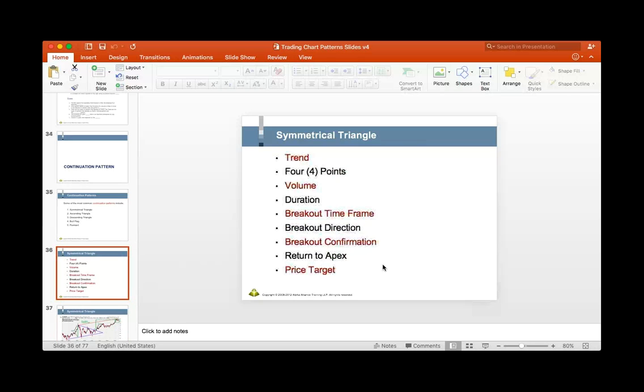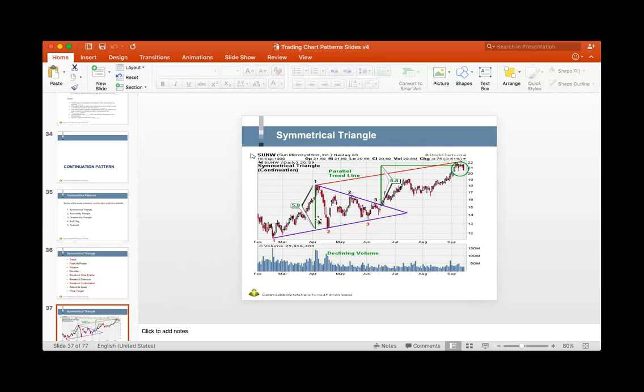Price target, the last one. You can draw the biggest part of the base, and project it up from the breakout point. This will be your price target if you want to use a price projection. So again, for the symmetrical triangle, you can also use price projection.